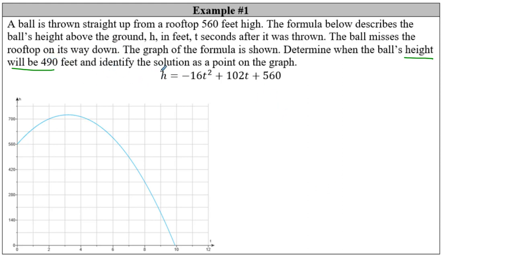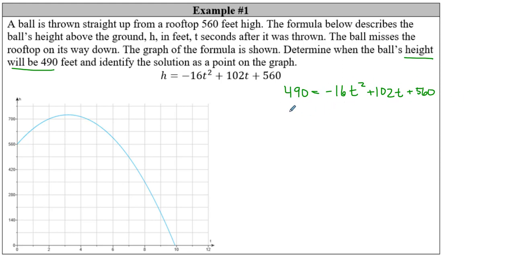We got 490. We can plug that in for our height. We are wondering when, using this formula, it will equal 490 feet. So we do that as such. So we got 490 is equal to negative 16t squared plus 102t plus 560. Okay, now it looks like we got a quadratic that is not in standard form. And remember, this was back in our factoring unit, right? We said always put it in standard form.